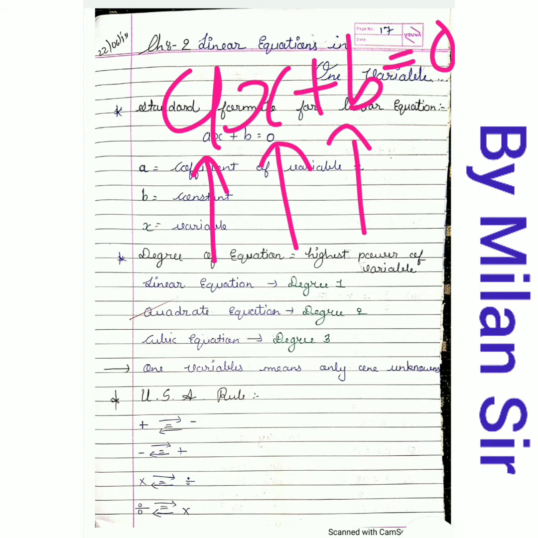Now, variable means what? Variable means able to vary, right? Which can be changed, it is called a variable. Means the value of the variable we can change. That's why it is a variable, able to vary. That means we can change the value of x. That's why it is called a variable.